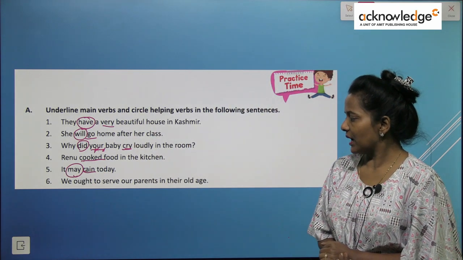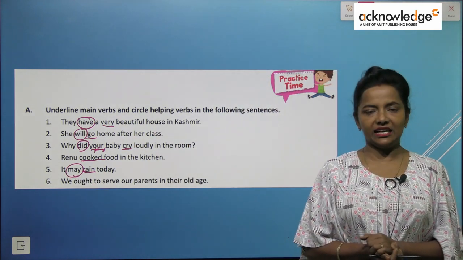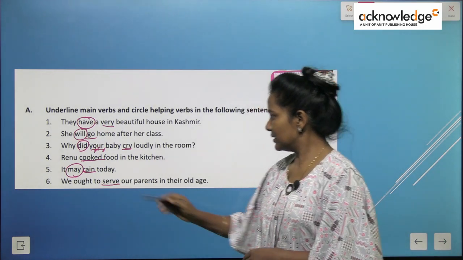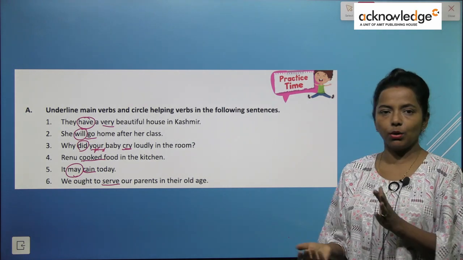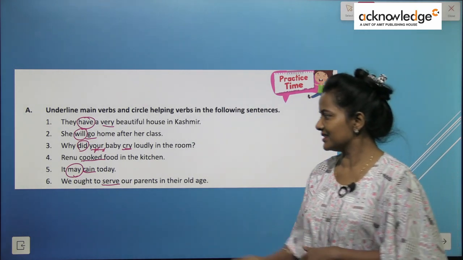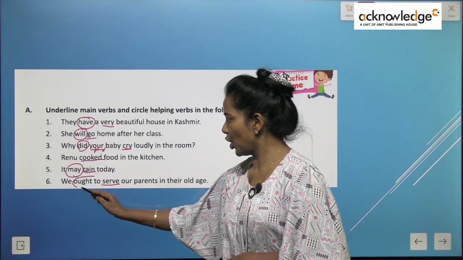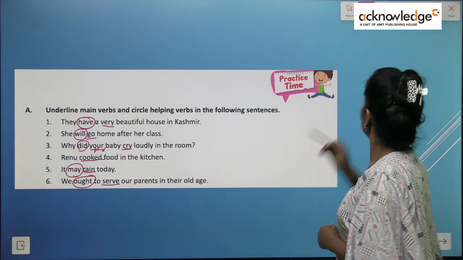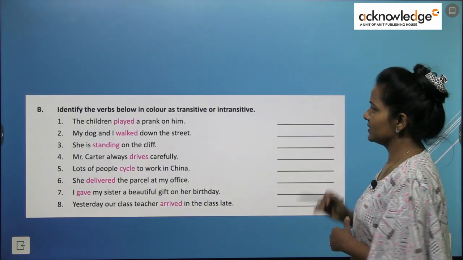We ought to serve our parents in their old age. The main verb is serve. Can we say, we to serve our parents in their old age? No, this is not a complete sentence. So we have added ought here. Ought is the helping verb here. Fine, so now we move ahead.